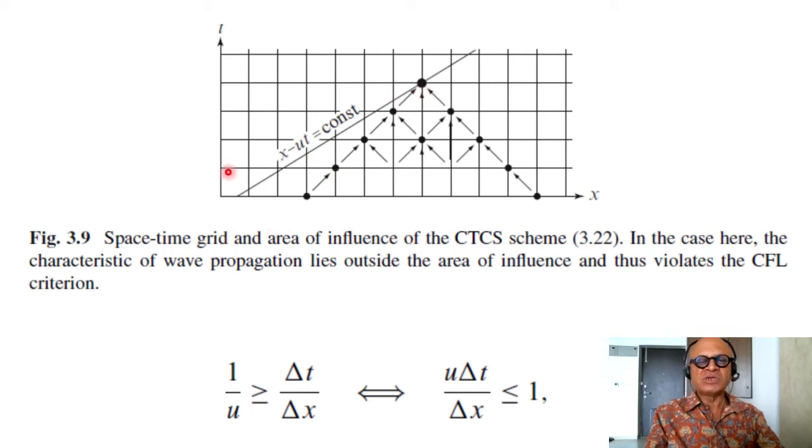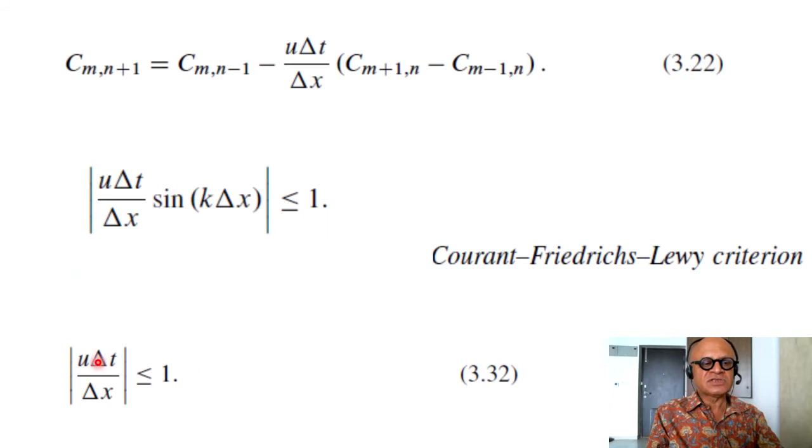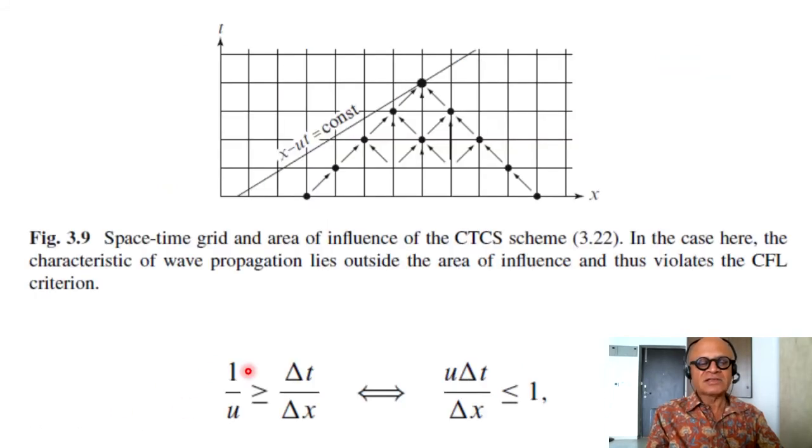If you take information from outside here or outside there, you're going to introduce false information into the solution, and you are going to end up with unstable solutions. Okay, so you can write this CFL criterion. This is our CFL criterion. We can write that as 1 over u greater than or equal to delta t over delta x, which is the same as u delta t over delta x less than or equal to 1. Basically that means you have to choose delta t and delta x such that you obey the speed at which the signal itself is propagating.